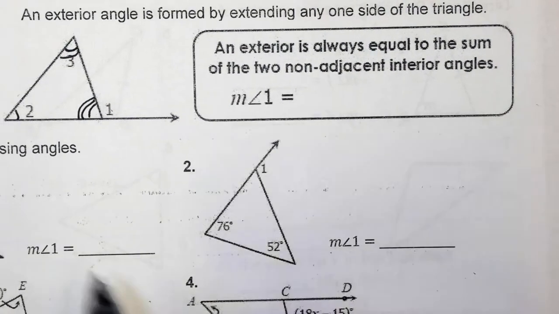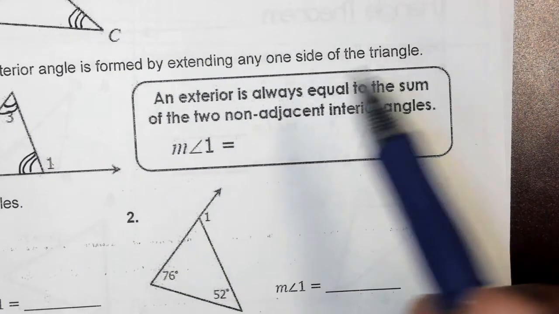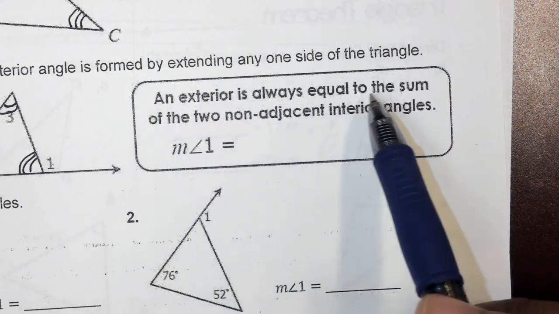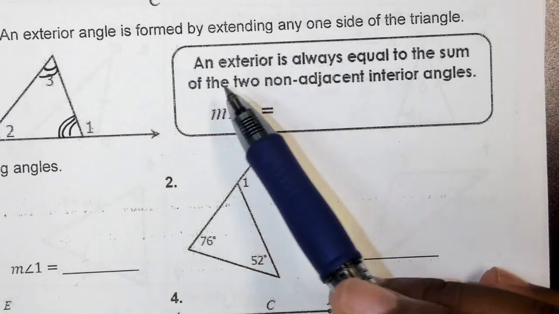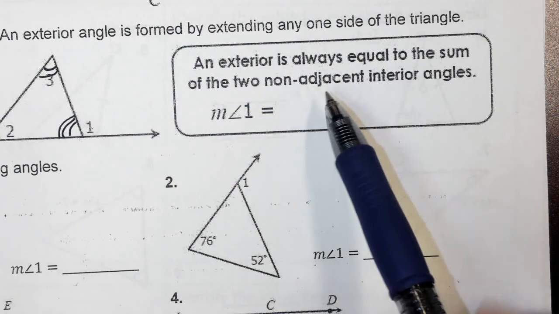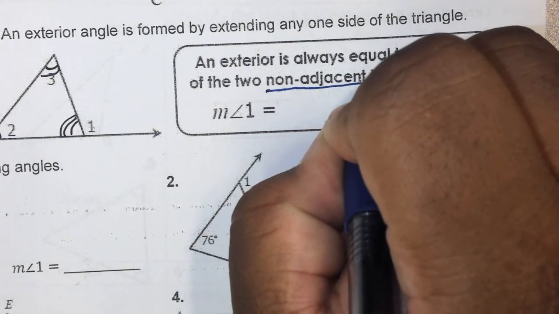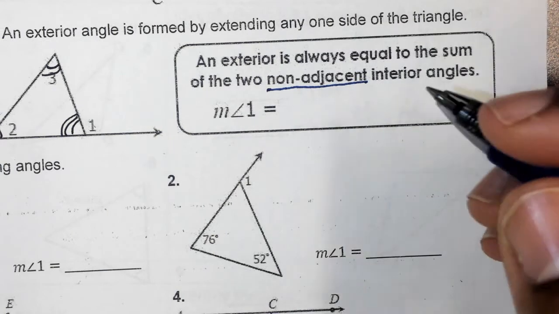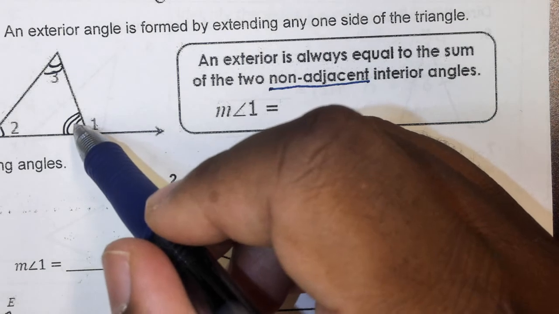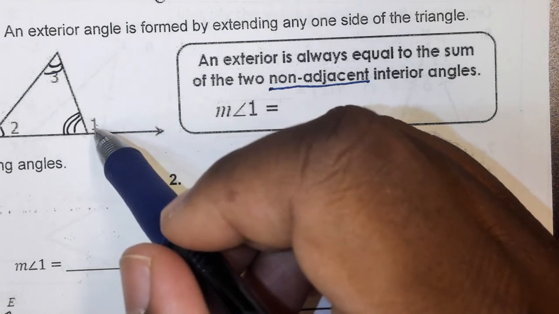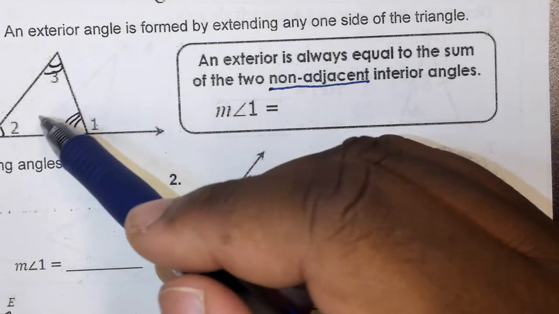This theorem says the measure of angle 1, the one on the outside. Well, let me read this first, I'm sorry. An exterior angle is always equal to the sum of the two non-adjacent interior angles. Non-adjacent. Key word there. Y'all should remember what adjacent was, so when you hear non-adjacent, think opposite of that. Remember, adjacent was two angles sitting side by side. So this is angle 1 and this angle right here are side by side angles. These are adjacent angles.